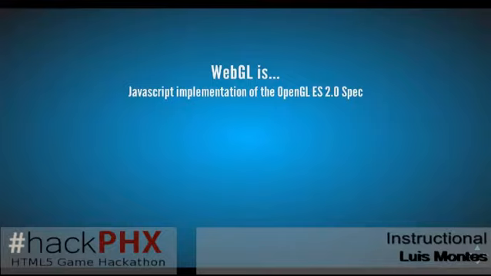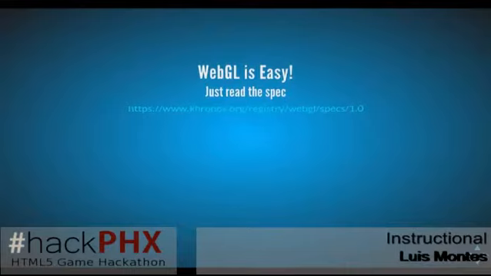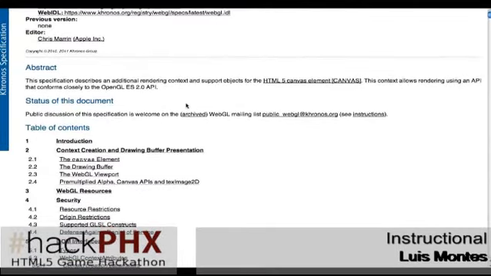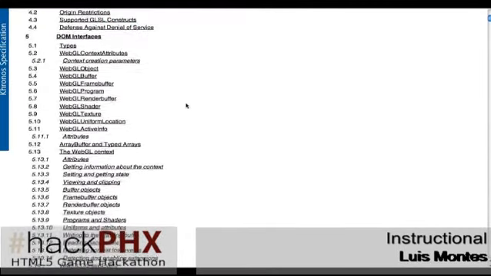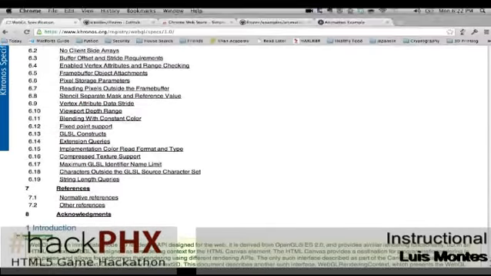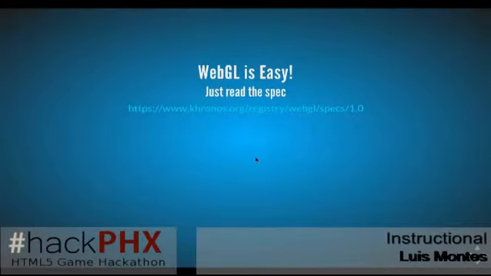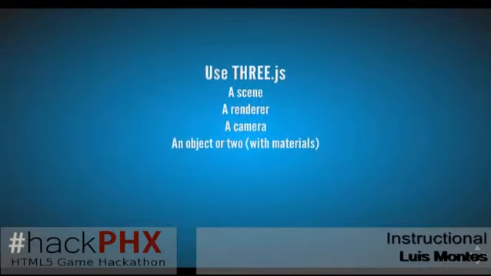You just read the spec and go through everything, and it totally tells you how to use it, right? Like, no problem. Or you could use something a lot easier, like Three.js, which is another API. It isn't a full game engine, but it does a lot of abstraction of that crazy OpenGL spec.